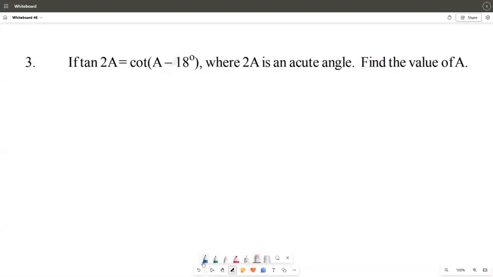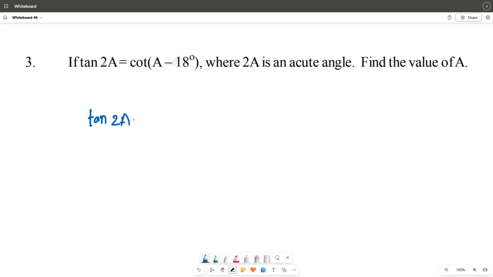Today we have the third question of exercise 11.3. So we have: if tan 2A is equal to cot (A minus 18 degrees), where 2A is an acute angle, then find the value of A. We'll use the same formula which is used in the first and second question. So let's just write it down.